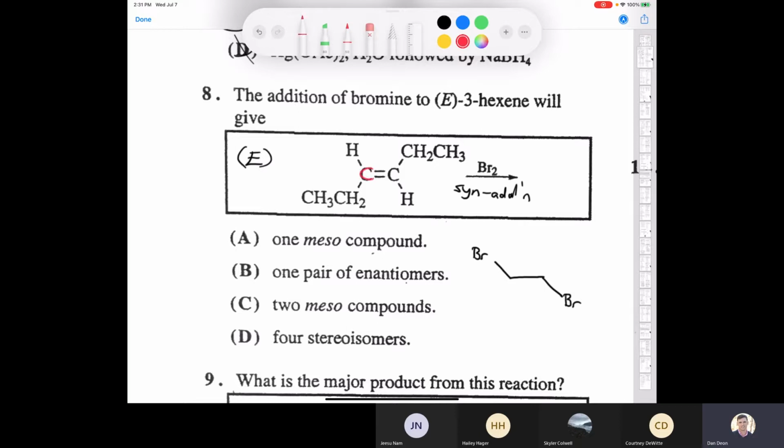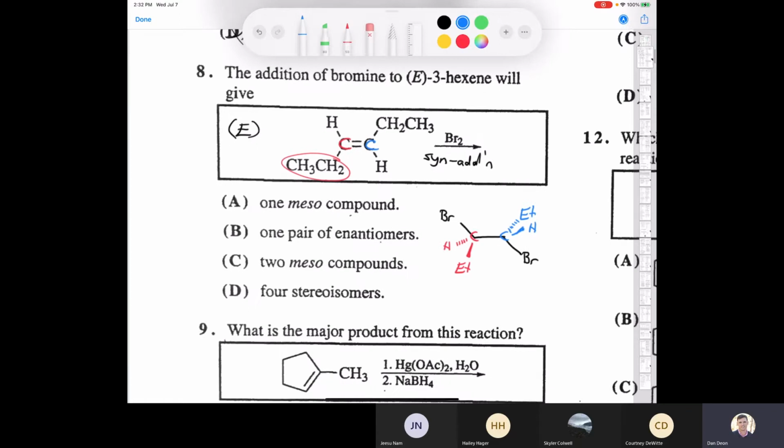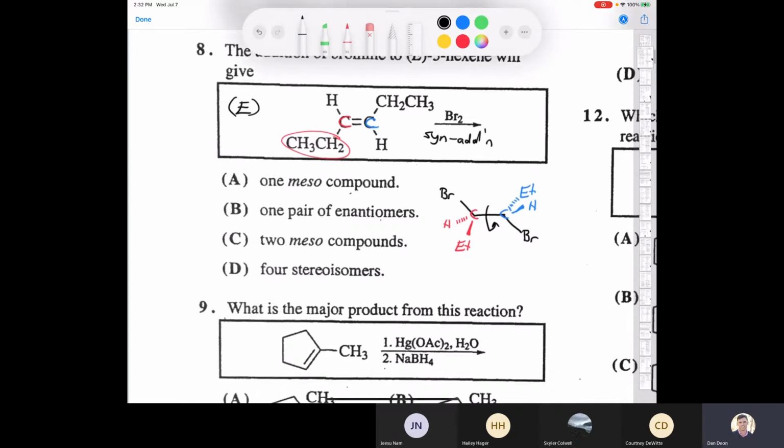So if I think about this carbon in red here, I'm going to have a hydrogen going in back, and then I'm going to have this ethyl group coming out in front, and that's this one right here. Whereas if I have the other carbon, if I label it in blue, I'm going to have the ethyl group. Let me draw it in a better angle. The ethyl group is going to be going up and back like this, and the proton is going to be up like this. And so what kind of compound is this? Well, if you rotate this carbon-carbon bond right here so that you put the 2 bromines in the same plane, you'll see that this is actually a meso compound.